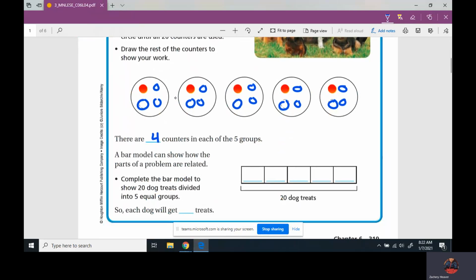This bar model shows how this problem is. So look how it's related. 1, 2, 3, 4, 5. We have one big bar with 5 sections. These 5 sections stand for 5 dogs. And we know this whole thing equals 20 dog treats. Well, we know that 4 is going to go into all of these because 4, 4, 4, 4, and 4 make 20. Because this is 4 times 5. Okay?